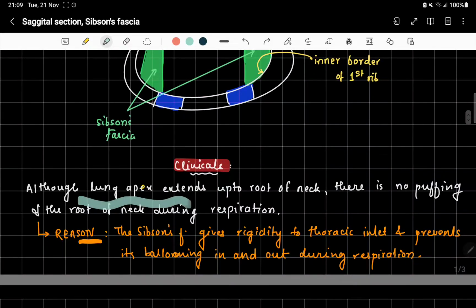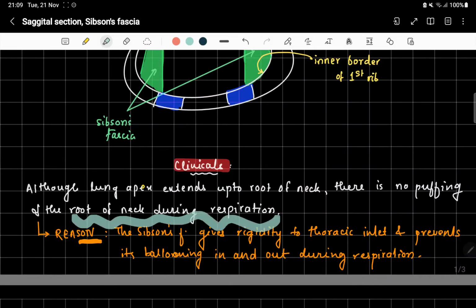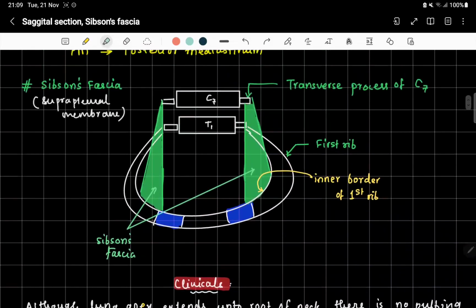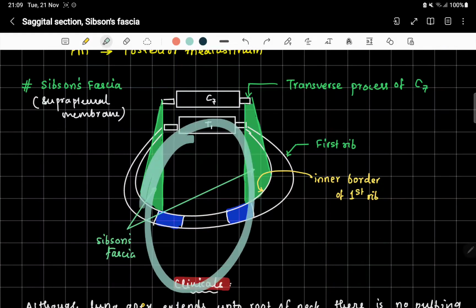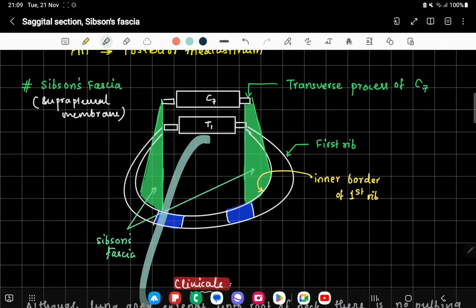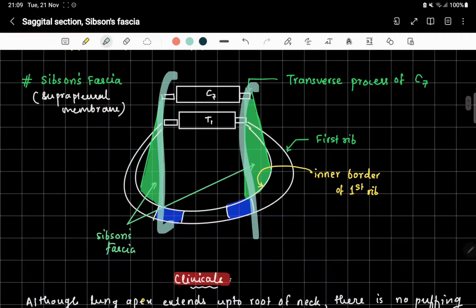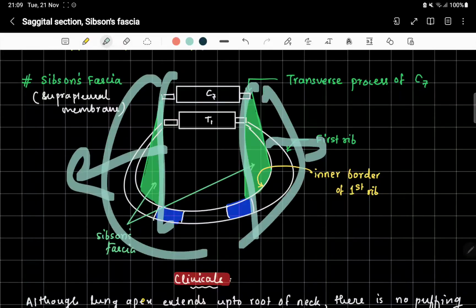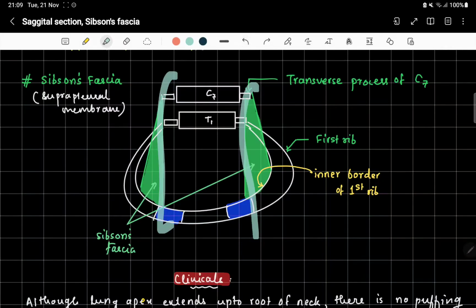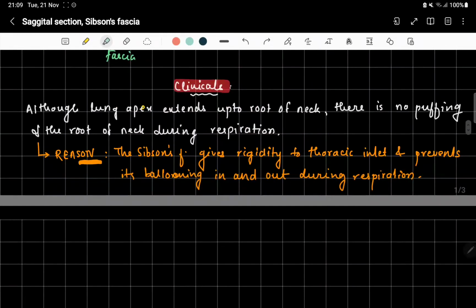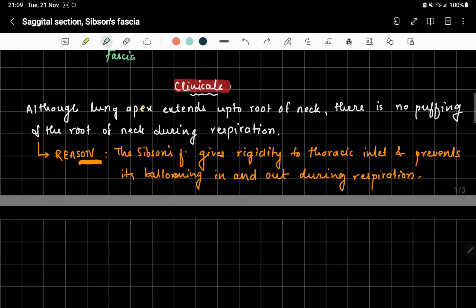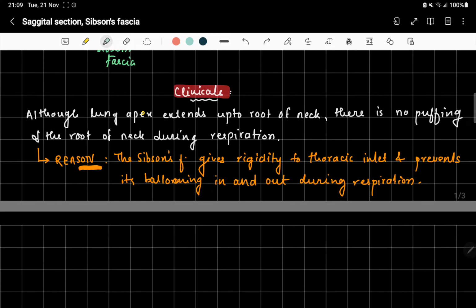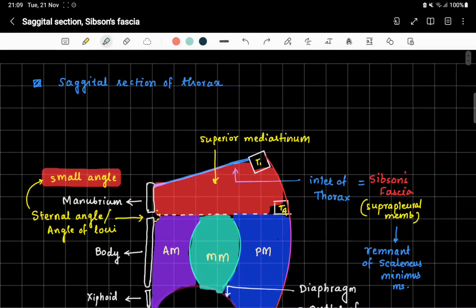And through it the lung apex extends up to the root of the neck. There is no puffing of the root of the neck during respiration, as the lung apex reaches the root of the neck like this. But if the lung is inflated, there must be a puffing of the neck. The neck must puff out, like this. But the puffing is prevented by this fascia, which is called Sibson's fascia. Sibson's fascia gives rigidity to the thoracic inlet and prevents its ballooning in and out during respiration. So that's all about the sagittal section and Sibson's fascia.